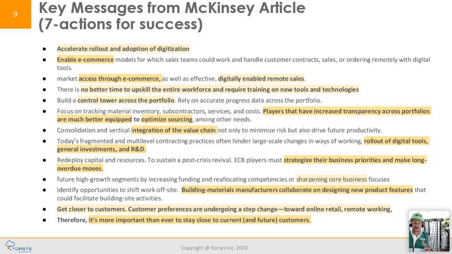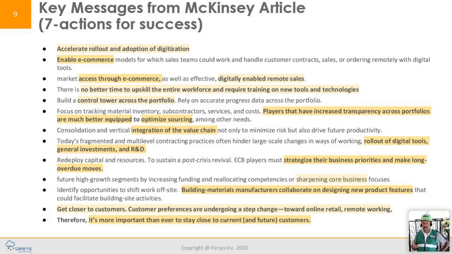Build a control tower. You need to be able to have transparency and see how your business is operating, no matter where the geographies are, and being able to have the ability to control how the processes operate, what your approval cycles are. All those things play into managing your end-to-end portfolio. You cannot have disconnected, heterogeneous systems that don't have any connections between them. Players that have increased their transparencies across the portfolios are much better equipped for optimizing and sourcing. It changes how your sourcing methodologies work.